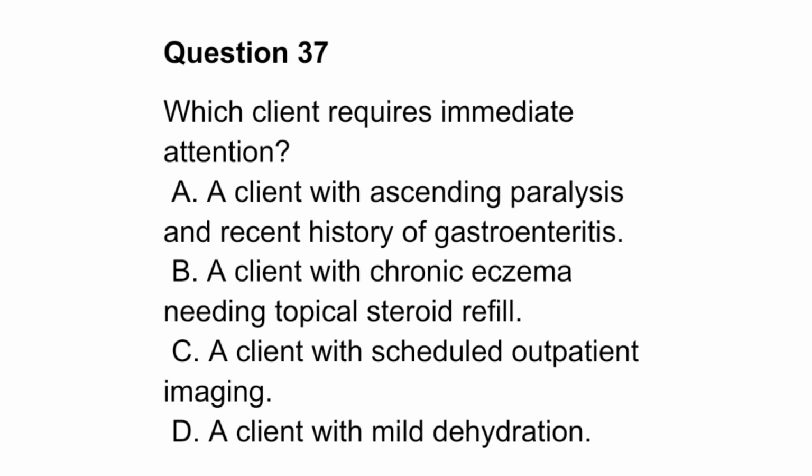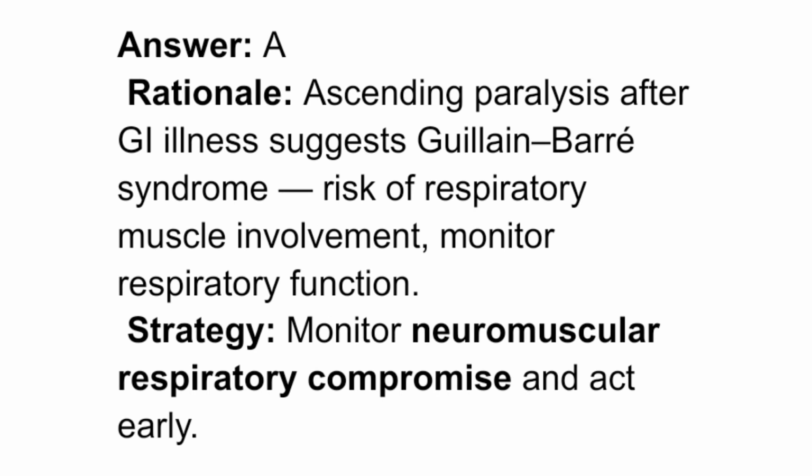Question 37. Which client requires immediate attention? A. A client with ascending paralysis and recent history of gastroenteritis. B. A client with chronic eczema needing topical steroid refill. C. A client with scheduled outpatient imaging. D. A client with mild dehydration. Answer, A. Rationale: ascending paralysis after GI illness suggests Guillain-Barré syndrome, risk of respiratory muscle involvement, monitor respiratory function. Strategy: monitor neuromuscular respiratory compromise and act early.